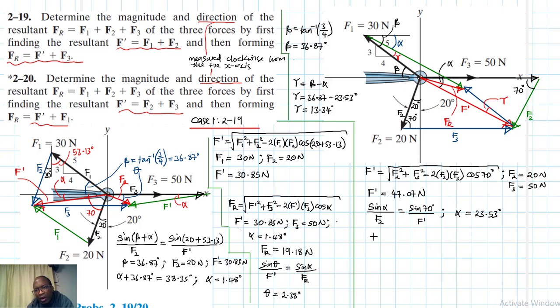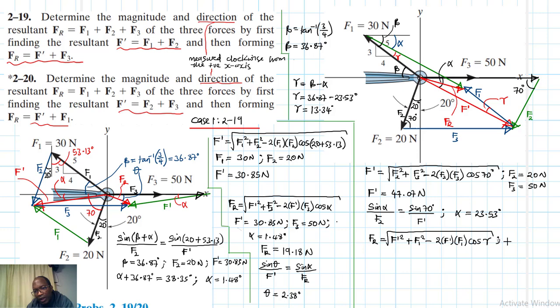All right. So using cosine law, we can say FR is equal to F prime squared plus F1 squared minus 2 F prime F1 cos gamma, and everything under the square root. So this is F1.